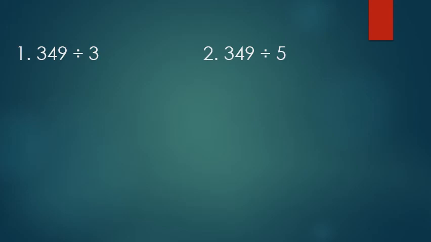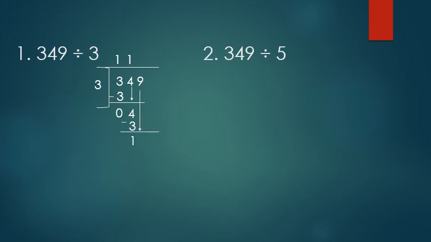Let's see the first example. 349 divided by 3. Draw the symbol, write the dividend inside, divisor outside. 3 ones are 3, subtract, 0. Copy the next number. Again 3 ones are 3, subtract, 1. Copy the next number. 19, 3 6s are 18, subtract, the remainder is 1.